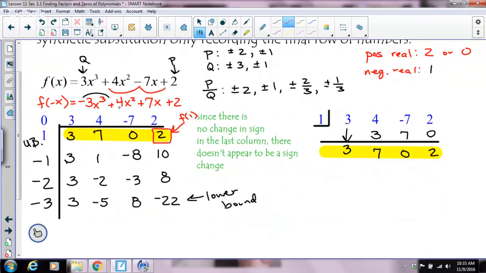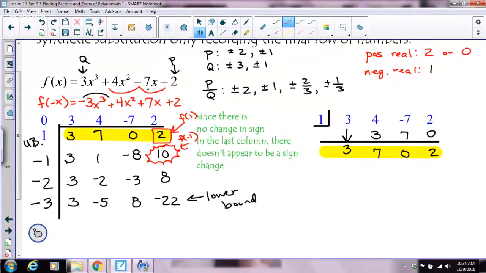Look at what you would get if you plug 1 in. 1 cubed is 1 times 3, 3. So that would be 3 plus 4, right? Because 1 squared is 1 times 4. You see what I'm saying? 3 plus 4 is 7. 7 minus 7 is plus 2. 2. So this last number right here, this 10, is what I would get if I plugged in f of negative 1. And wasn't that easier than actually plugging in negative 1?